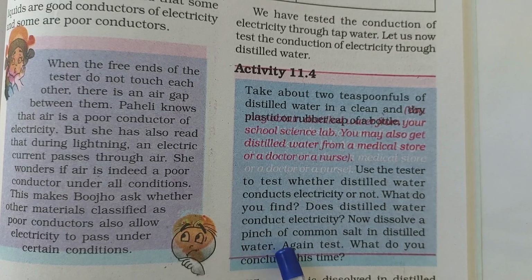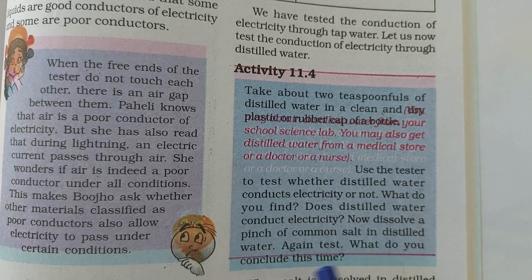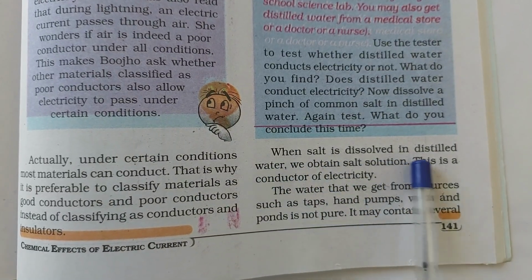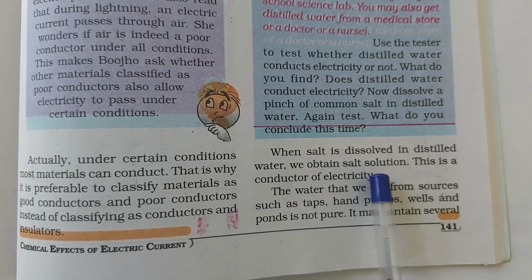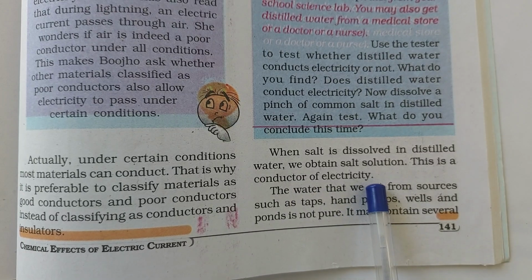Now dissolve a pinch of common salt in distilled water. Again test. What do you conclude this time? When salt is dissolved in distilled water, we obtain salt solution. This is a conductor of electricity.